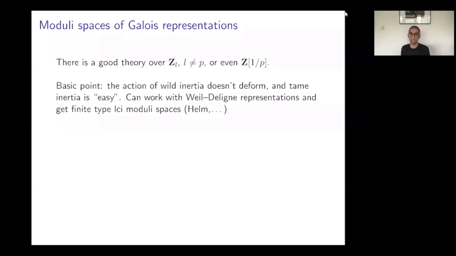So basically, the action of the wild inertia group has to be fixed, and then you can compute things very explicitly. You can use Vedalin representations, for example, and it turns out that you get nice moduli stacks or moduli spaces. They're finite type schemes or stacks. They're even LCI, local complete intersections. I think that for GL_n, this was first seen in some work of David Helm. There's now a lot of work by a lot of people on this. Theorems for very general groups. You can do this for reductive groups and get LCI spaces. You can even do general algebraic groups.